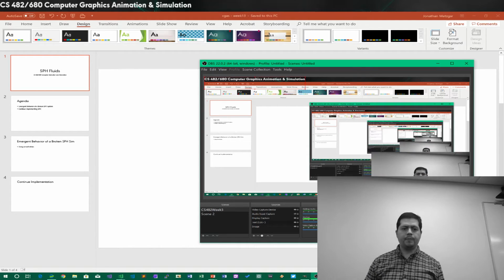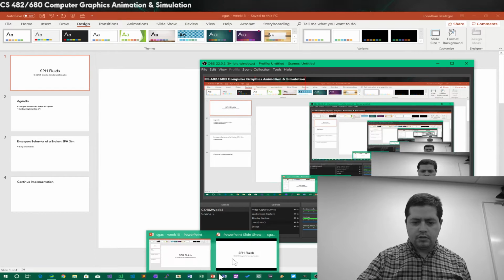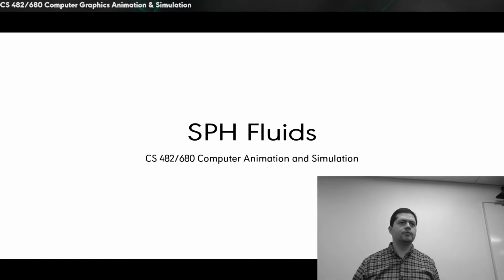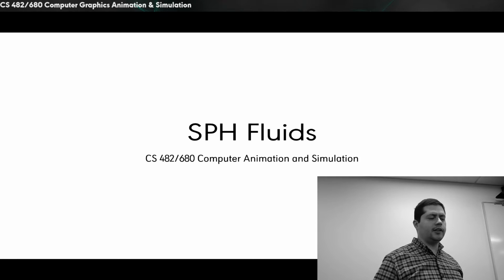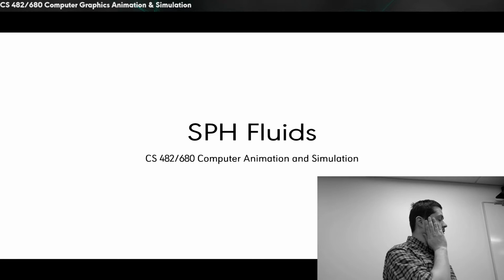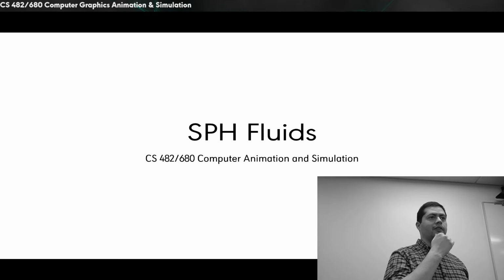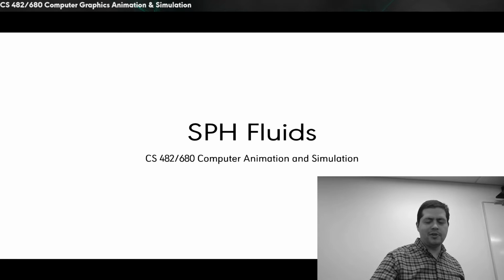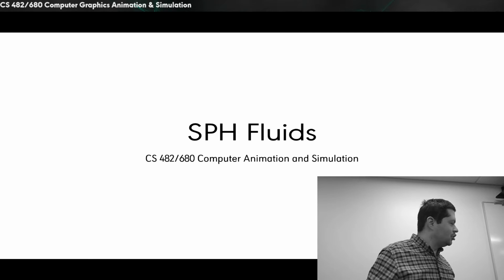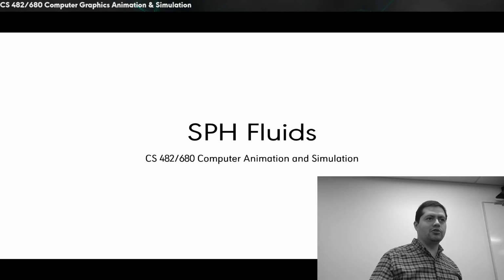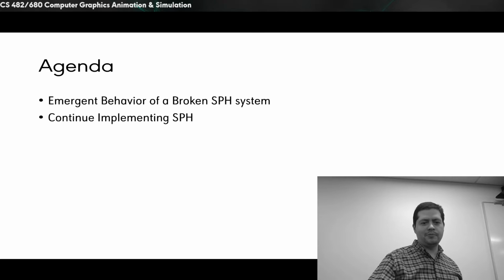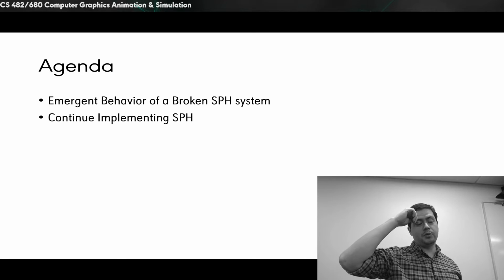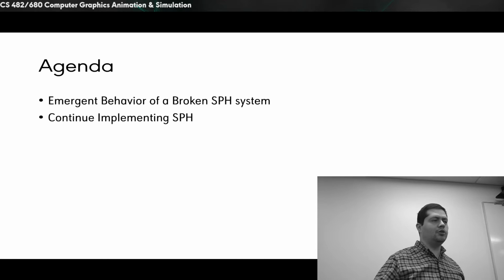All right, so today we're going to continue talking about smooth particle hydrodynamics fluids. I was playing with the code that we left off from last time, and I got some really neat bad behavior that was just very strange, and I was laughing. We're going to take a look at that first, and then we're going to try and fix it. So today we're basically talking about emergent behavior of a broken SPH system, and then continue implementing SPH.